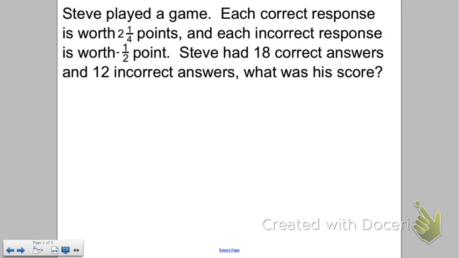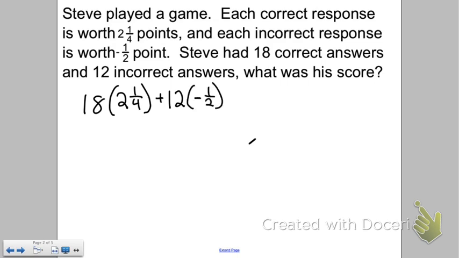So in order to solve this problem, we need to determine how many points he had for the correct problems and how many points he lost for the incorrect problems. So he has 18 times 2 1/4 for his correct problems, and then we're going to add his incorrect answers of 12 times negative 1/2.